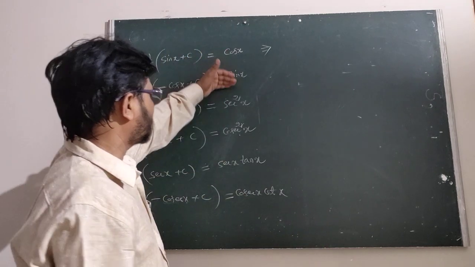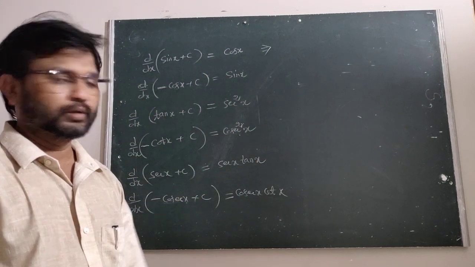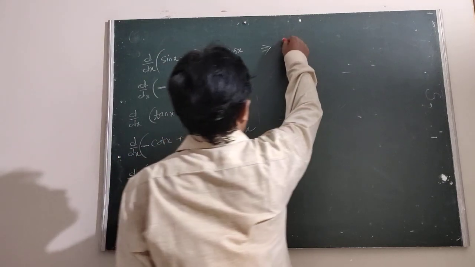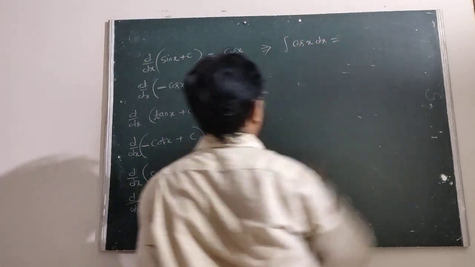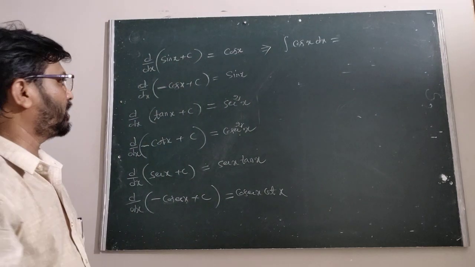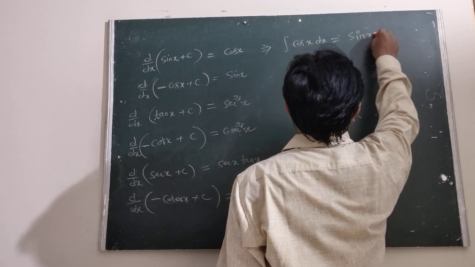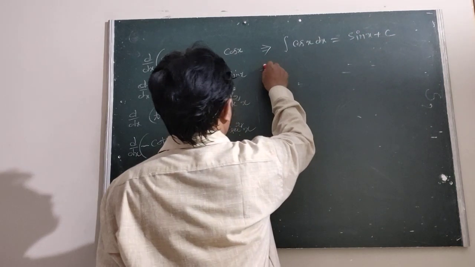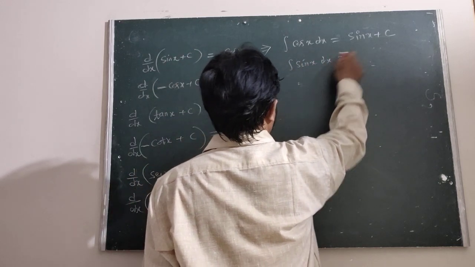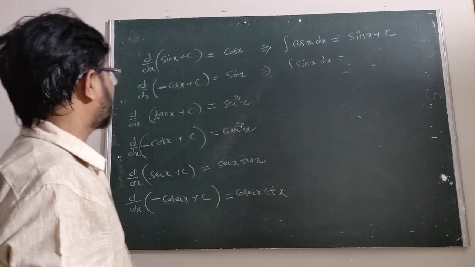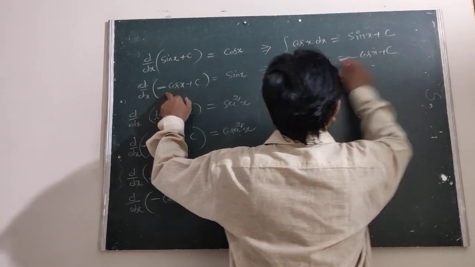of cos x, sin x, secant square x, cosecant square x, secant x tan x. So therefore now we can write the integral of cos x dx. The integral of cos x dx is sin x plus c. Now the integral of sin x dx is minus cos x plus c.